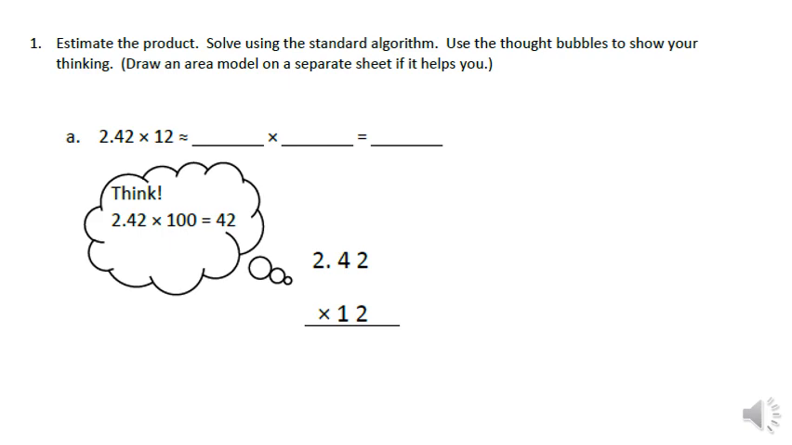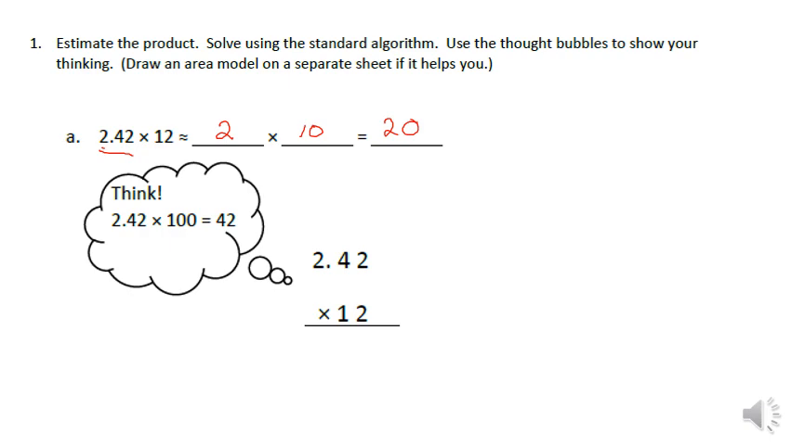In question 1, it says estimate the product, solve using standard algorithm. Use the thought bubbles to show your thinking. Now, here we're always going to do our estimate first, and we know we have 2 and 42 hundredths, and we're going to round this to the nearest whole number, which is between 2 and 3, and we can see it's 2 and 42 hundredths, so it's going to be closer to 2. 12 is between 10 and 20, and we're going to round that to the closest 10, which is 10. So we know our answer should be approximately 20.